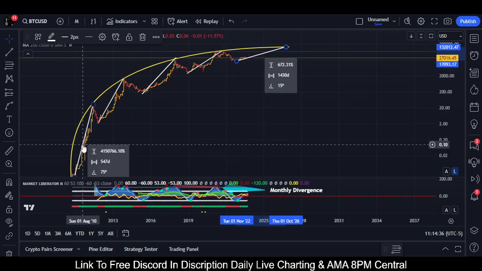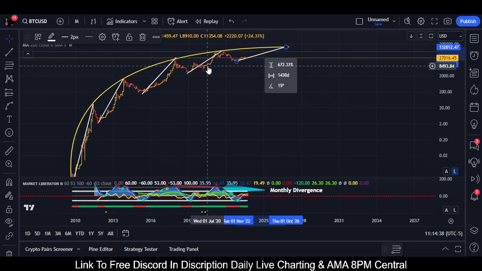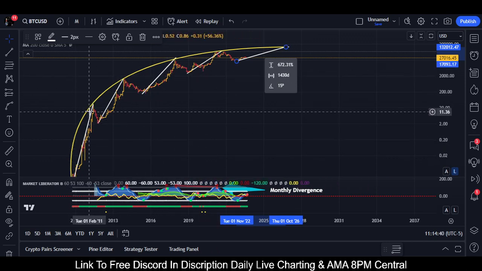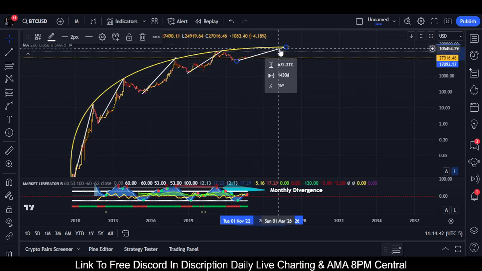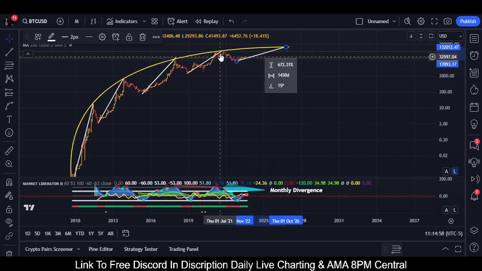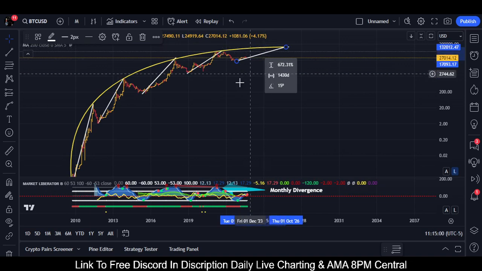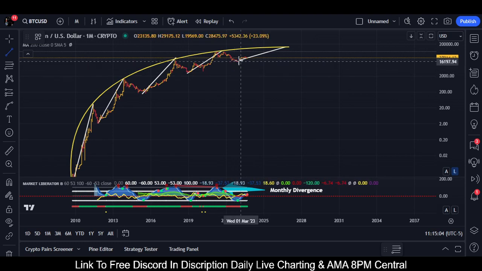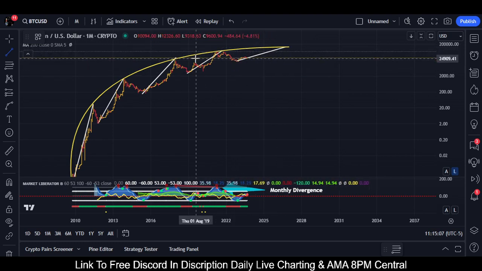135,000. So if we follow this diminishing rate of returns of time versus price, we follow the growth curve, that would give us a target of 135,000 sometime in the middle to third quarter of 2026. I mean, that's not to say that we don't do a double top or a triple top, quadruple top. This, to me, is one of the reasons why I think this may be a mega top.